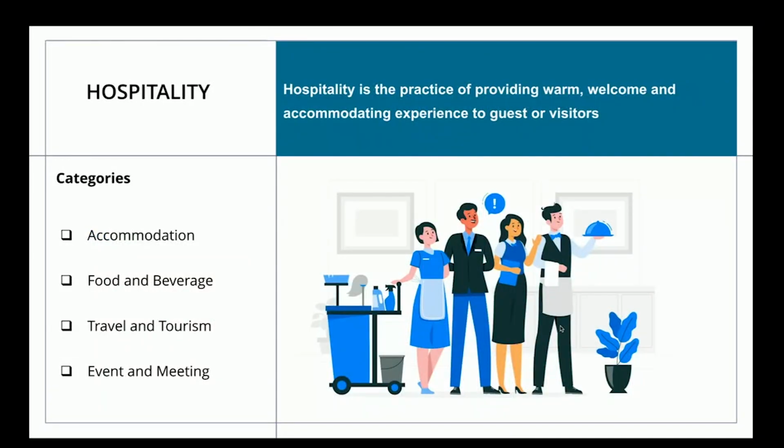When I talk about hospitality, hospitality is the practice of providing a warm welcome and accommodating the guests or the visitors of a particular place. So this is the general definition of hospitality. When I talk about the hospitality sector, it is categorized into four major parts. The first is going to be accommodation. Accommodation is nothing but helping the guest to have a beautiful stay in a hotel or in restaurants or some other place where accommodation plays a major role. So that is going to be the first category.